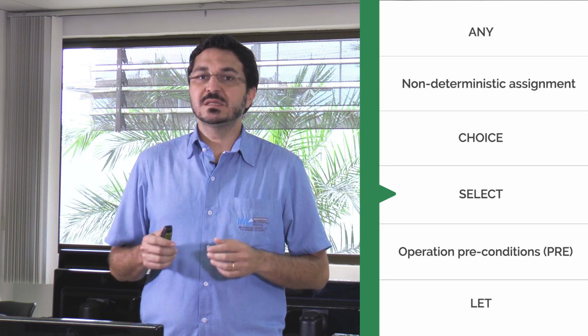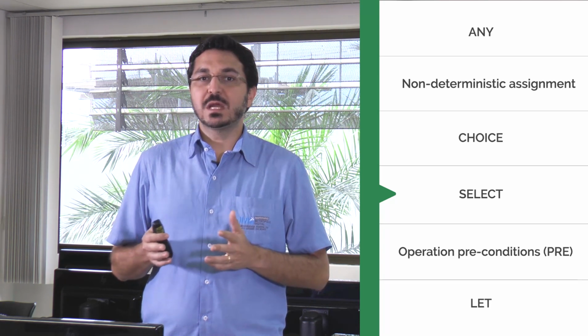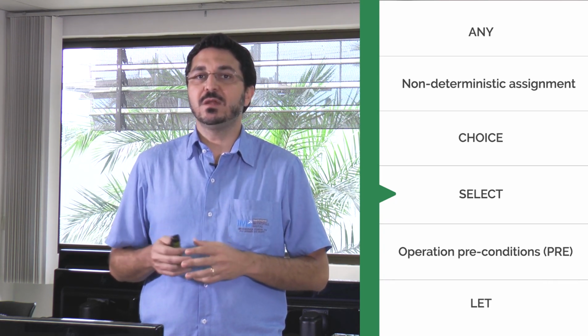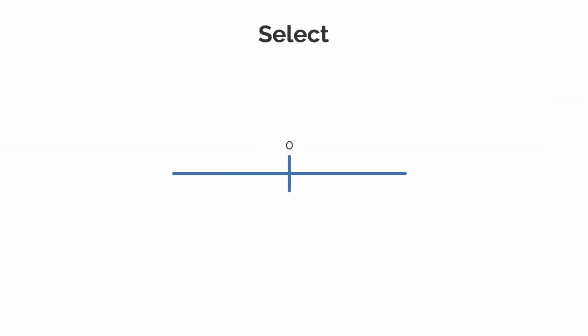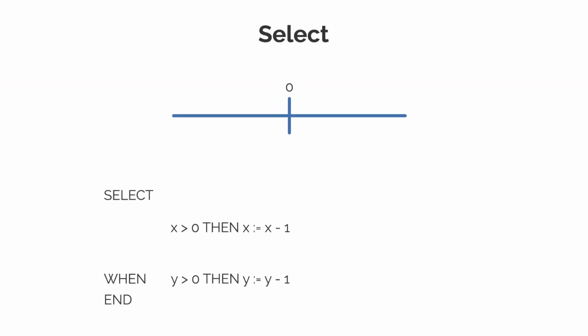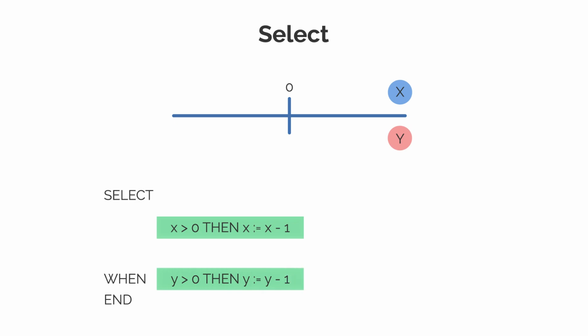Therefore, we can see the select as a choice between the commands whose guards have a true value in that state. For example, let us suppose we have this select command. We have SELECT x greater than 0 THEN x receiving x minus 1, or WHEN y is greater than 0 THEN y receives y minus 1. If we are in a state in which x and y are both greater than 0, then both guards are true. And this command behaves like the choice between x receiving x minus 1 or y receiving y minus 1.